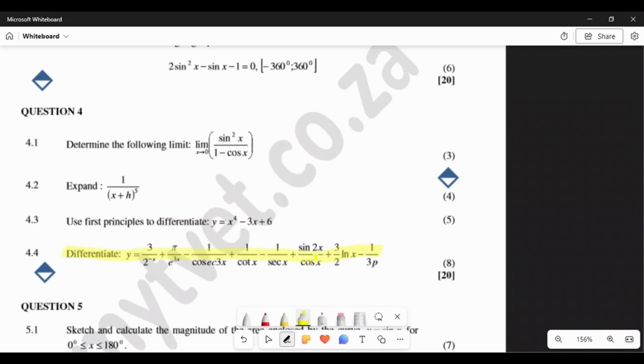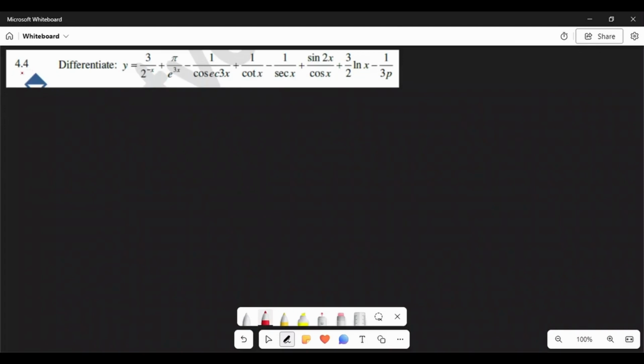So I'm gonna copy this question and paste it where there is space so that we can do it. Alright guys, as you can see, this is 4.4. So we need to differentiate this problem here, guys. Right, so before I start, you need to be able to recognize these terms here. Which method or which law are we going to use to differentiate this term?